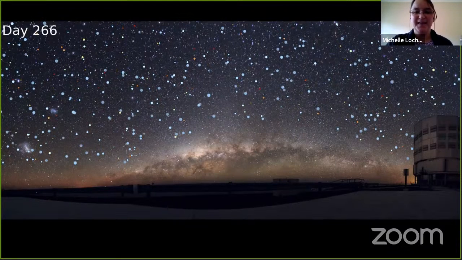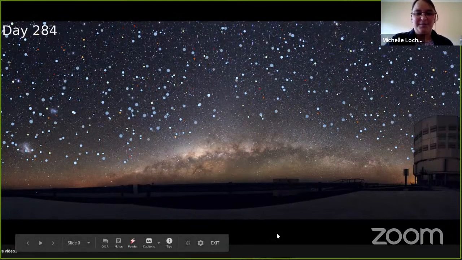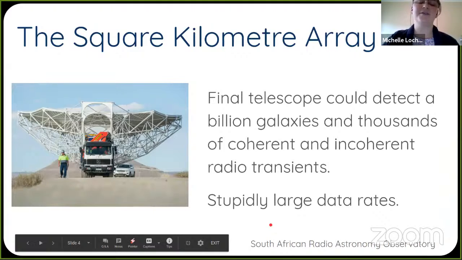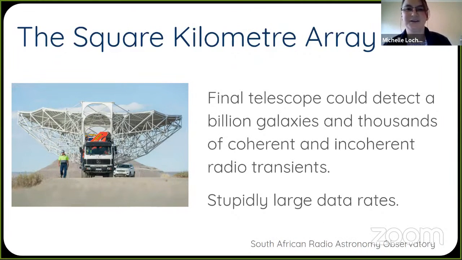The other telescope that I'm interested in and also slightly terrified of is, of course, the Square Kilometre Array, which this group is deeply involved in. And when we talk about the data rates for the SKA, I think the most scientifically accurate term that you could use is stupidly large. The raw data is completely insane, but even the reduced data, we're talking about surveys of 1 billion galaxies. In the time domain, there are thousands of coherent and incoherent radio transients. So the SKA also represents this incredibly rich data source, but also incredibly terrifying.